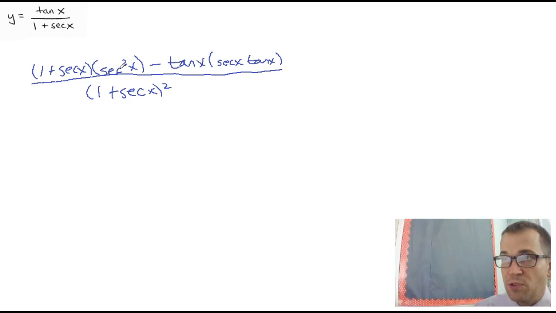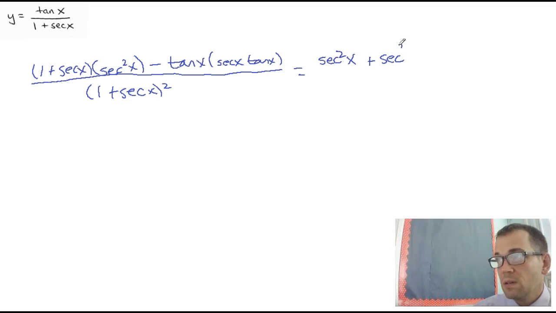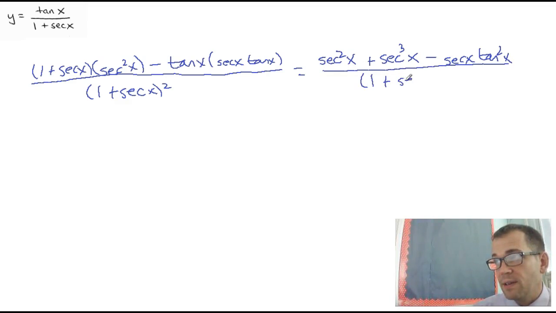This secant squared x will distribute to both terms in this set of parentheses. These things can be multiplied together. When we do that, secant squared x times 1 is secant squared x. Secant squared x times secant is secant cubed x. And then we'll have a negative tangent times this will give us a secant of x times tangent squared, all over 1 plus secant of x, that whole thing squared.